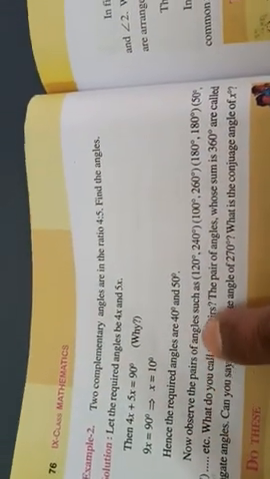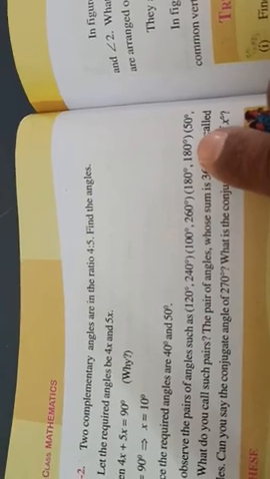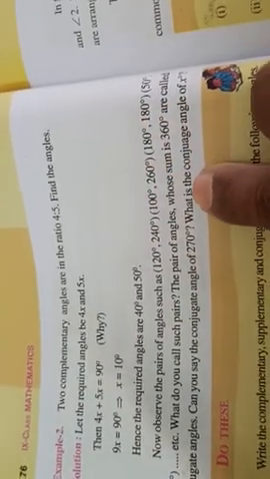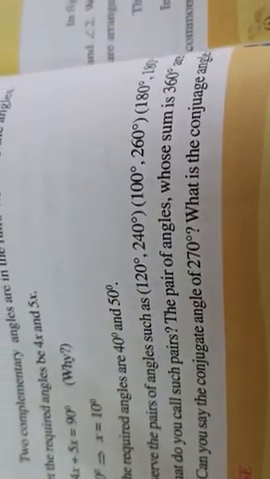Okay. So now observe the pairs of angles such as 120, 240, 100, 260, 180, 180, 50, 310, etc. What do you call such pairs? What is the sum in each pair? 360 degrees. So we can say those whose sum is 360 degrees are called conjugate angles. So the conjugate angle of 270 is found by subtracting from 360. 360 minus 270 is 90 degrees. So if the sum of two angles is 360, then those angles are called conjugate angles. If one angle is x, then the conjugate angle of x is 360 minus x.